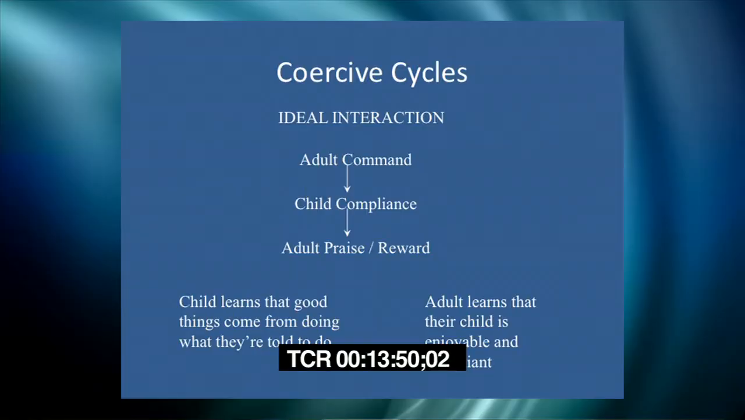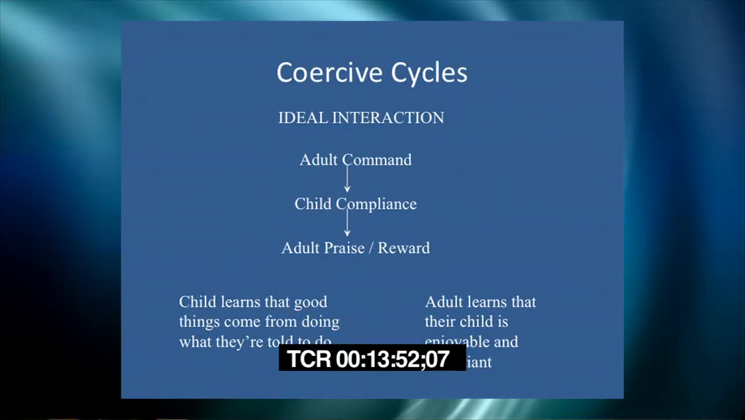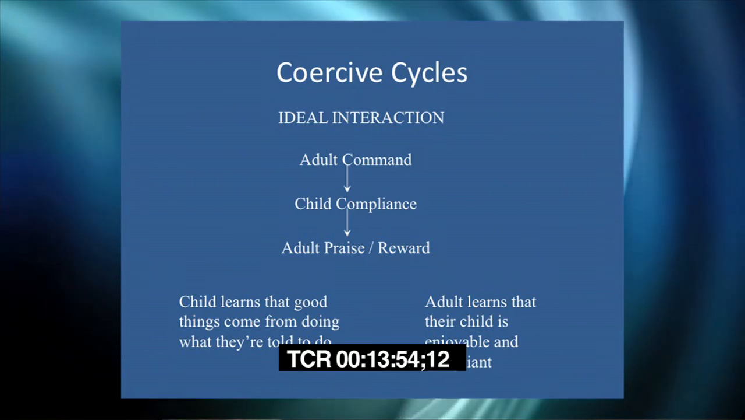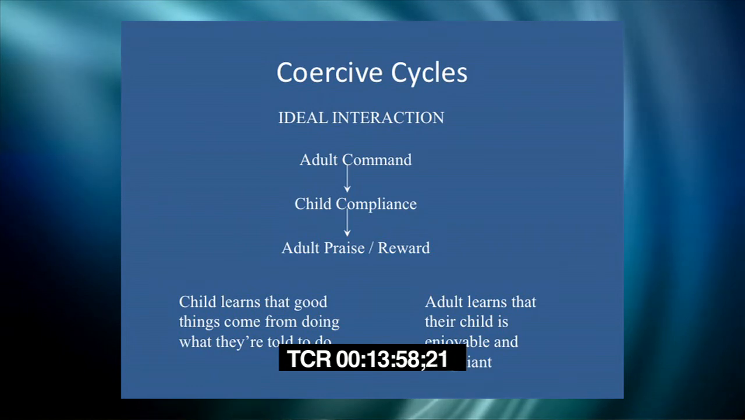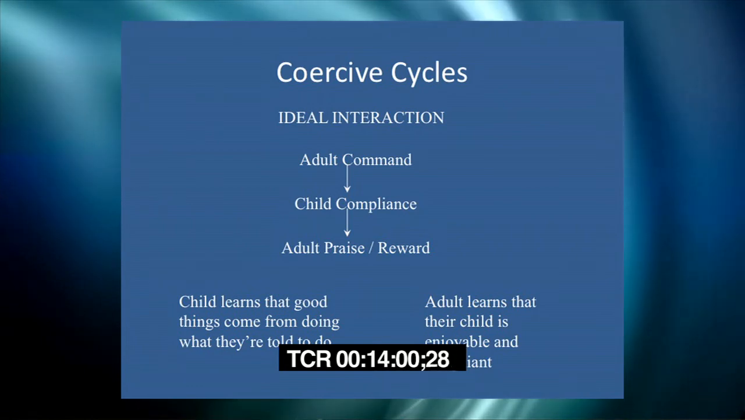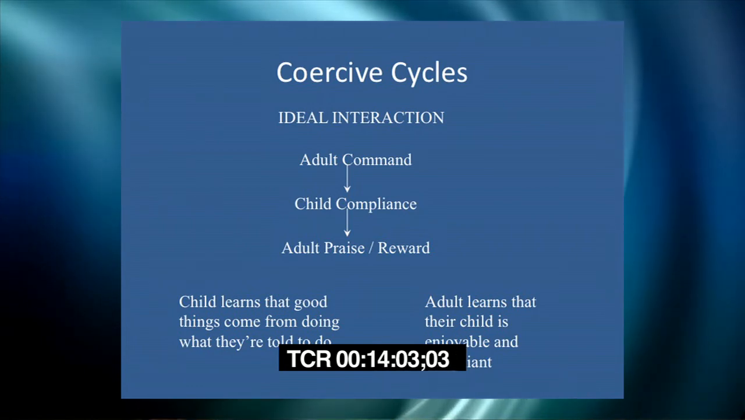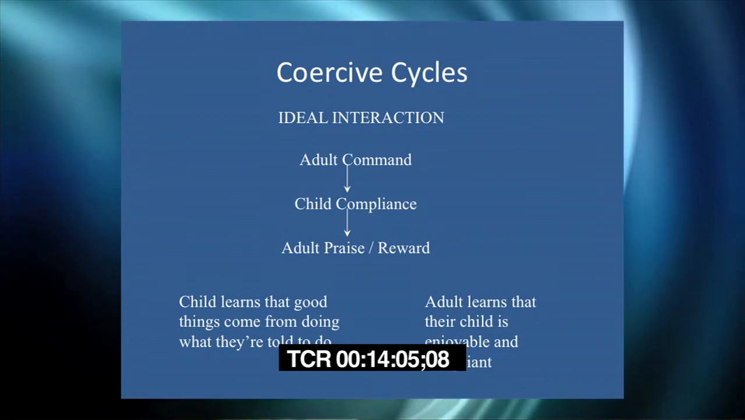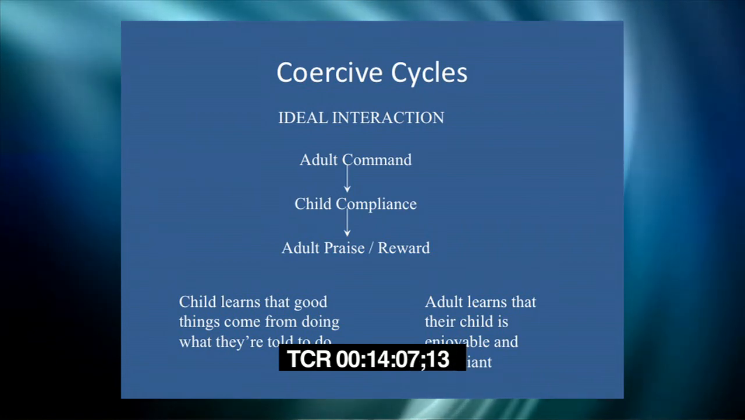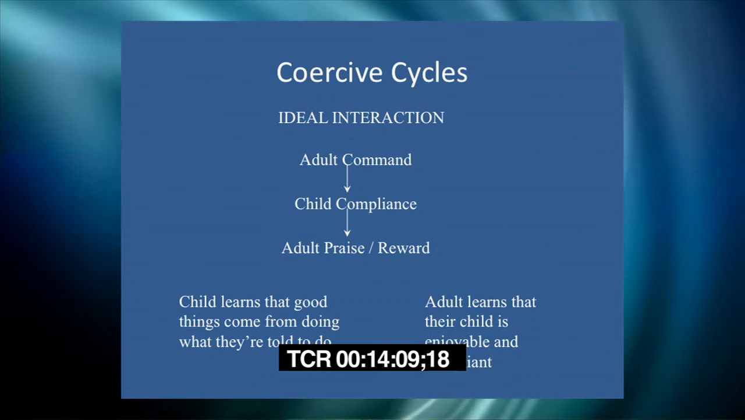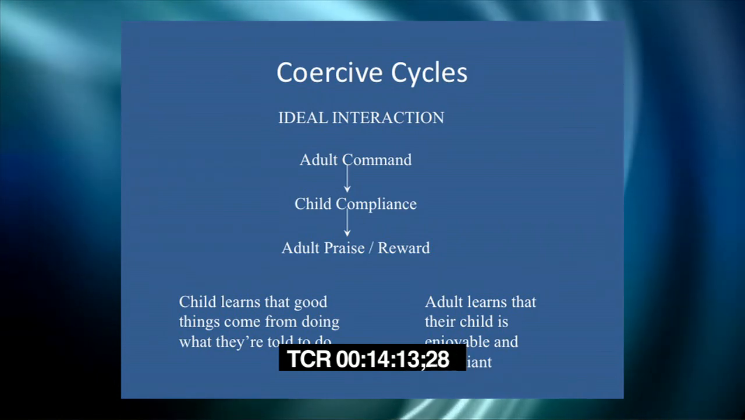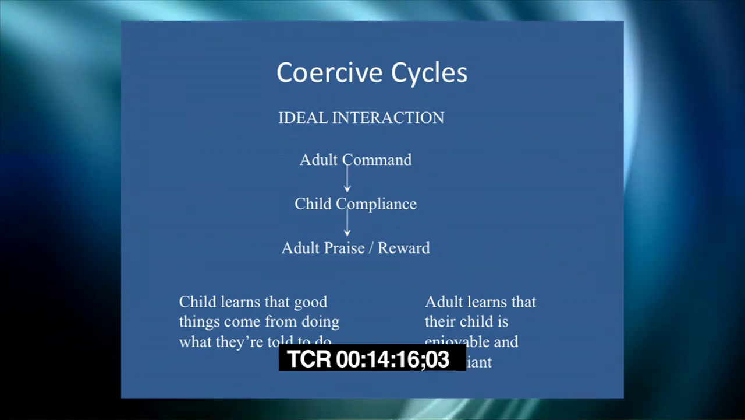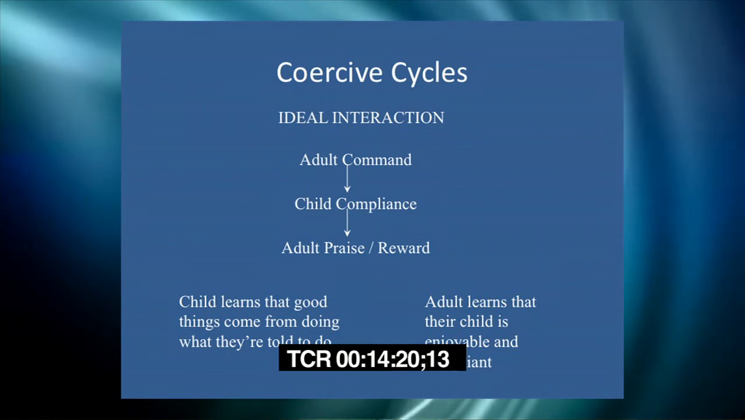Okay? So one thing that he identified that we've called an ideal interaction is when the adult gives a command. And when I say a command here, I don't necessarily mean a stark, staunch command, but I mean a direction or instruction to do something. So the parent or the adult gives an instruction, a direction, a command. And the child complies with that, meaning they do it.